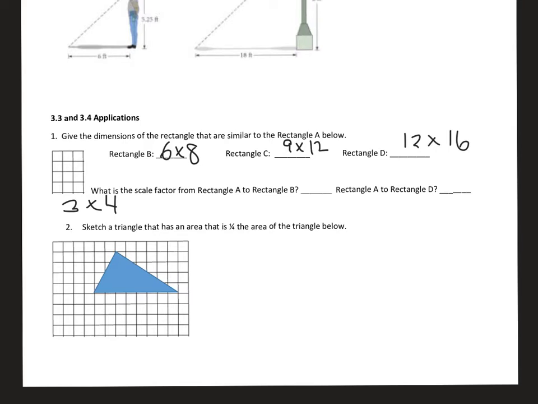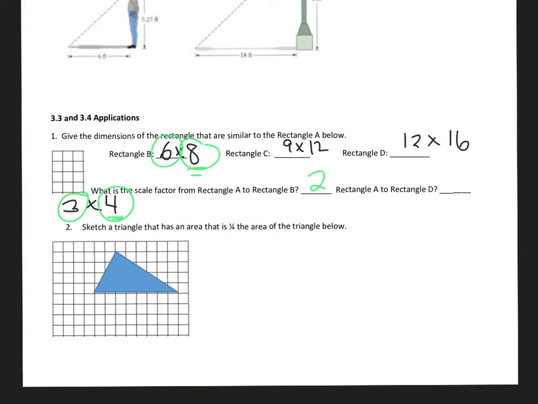So any of these could be different answers as long as you're multiplying the 3 and the 4 by the same number. So you can multiply by a decimal or a fraction as long as it's the same number. So what is the scale factor from A to B? So if I chose B was 6 by 8, what's the scale factor to go from here to here? So remember, I'm going to take my second figure, which is 6 by 8, and divide it by 3 by 4. So it doesn't matter if I take the 8 and divide it by 4 or the 6 and divide it by 3, I'm still going to get 2.